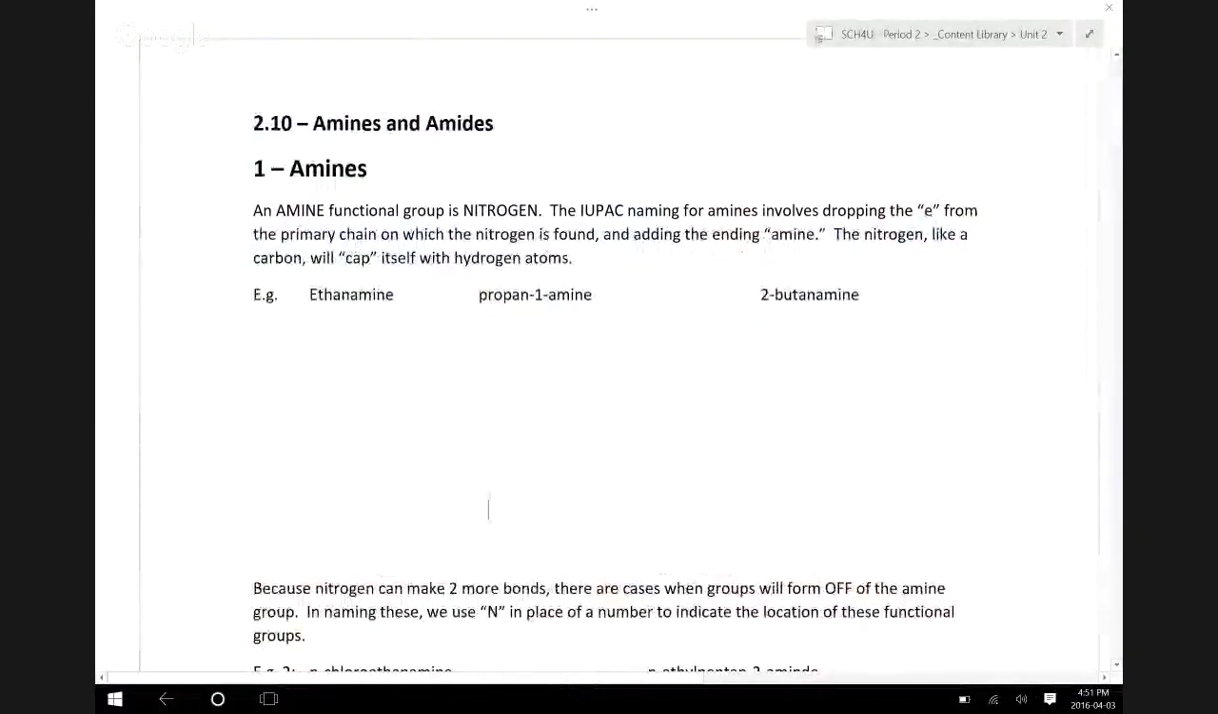All right, so this is the last of our Reach Ahead lessons for Unit 2. And this one deals with two types of organic compounds, amines and amides, and the reactions that form them. So an amine functional group is one with nitrogen in it. And you should be familiar with this if you've taken much biology at all from, for example, amino acids.